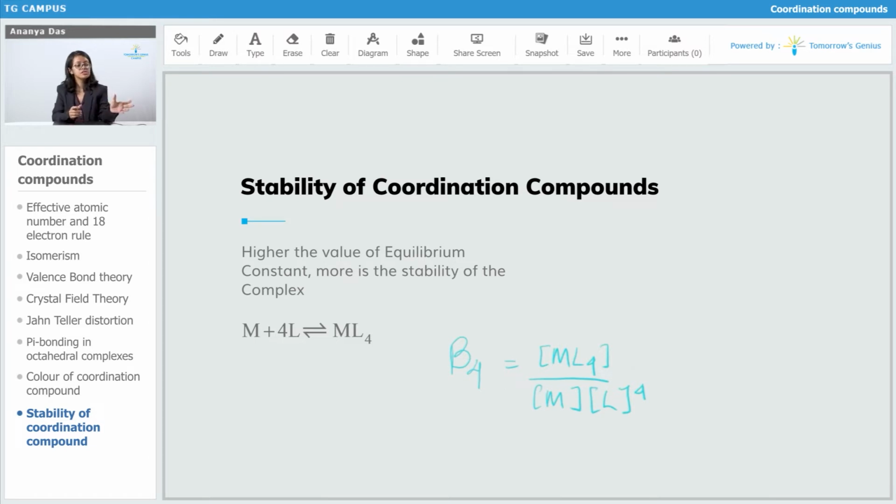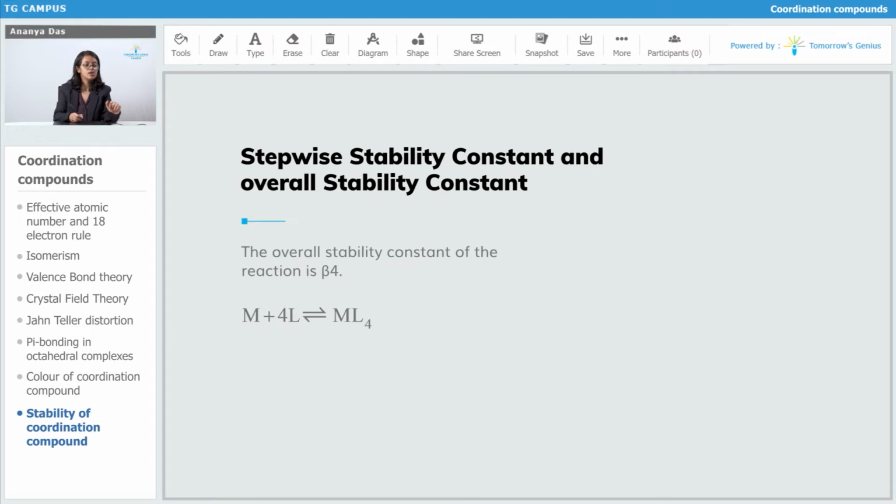However, this reaction is written as all together. What if we break it into steps? What if, instead of adding all of the 4 ligands at once, we add them one by one to the metal? So, let us see what will happen then. The overall stability constant of this is beta 4, and beta 4 is equal to ML4 divided by M into L to the power 4.